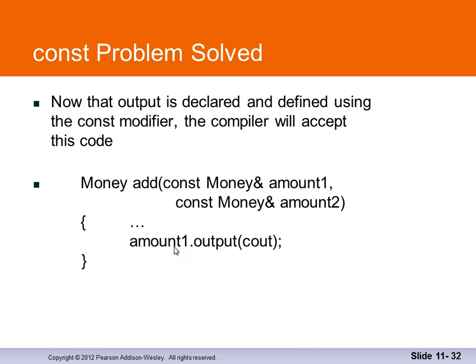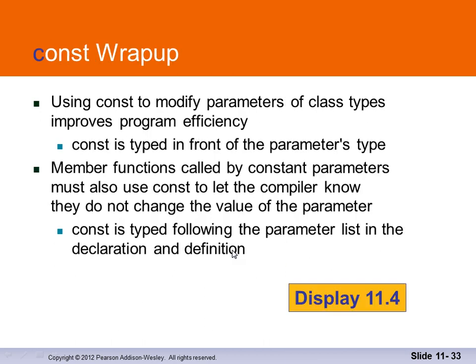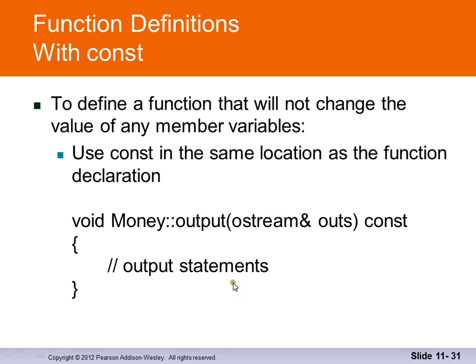So what's the solution? The solution is for this function, which is called output, to be declared as a constant function, and this is how you declare it as a constant function. You just add the keyword const after the header. The keyword const after the header, what does it mean? Munib?